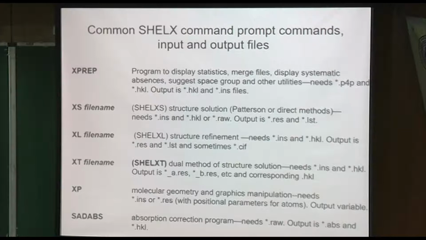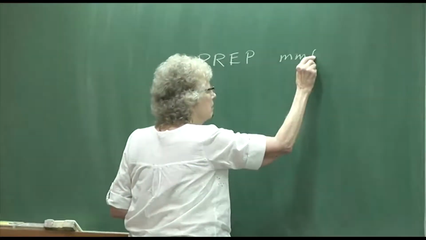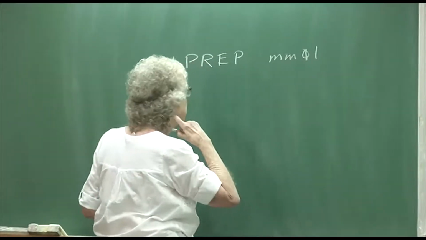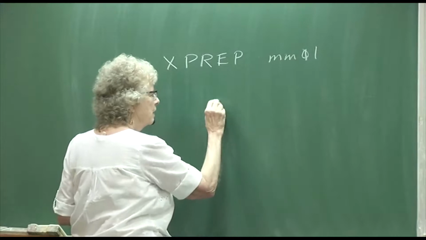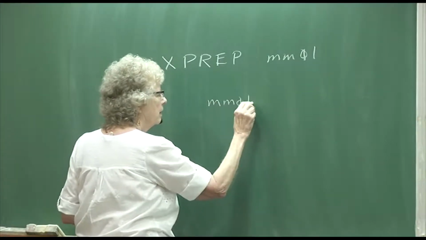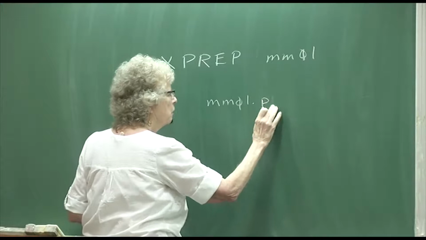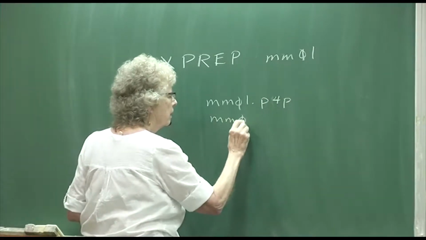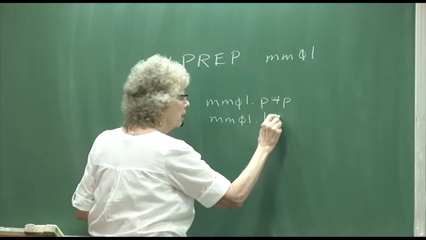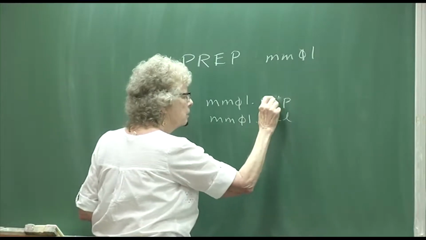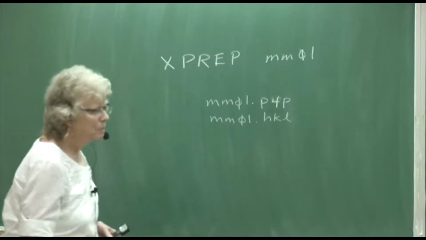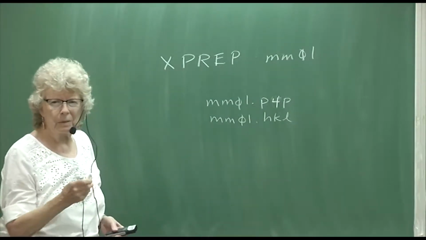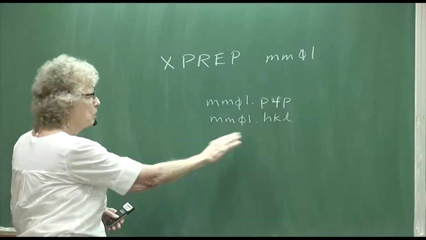So in other words, xprep, you could just say mm01 if I already have these files, the HKL and P4P. So if those files both exist in the same directory that I run xprep, it will just pull them up and it'll use both of those.